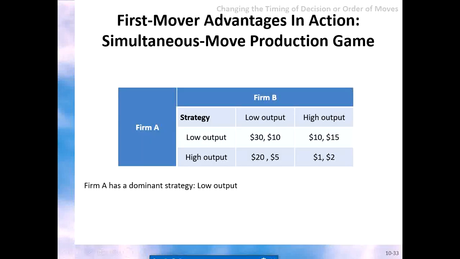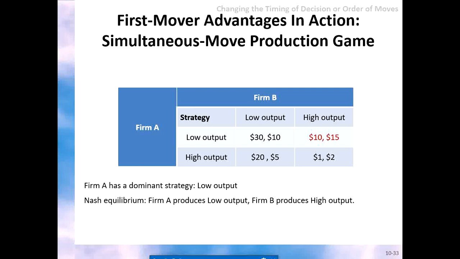Let's see this here. For example, we have this simultaneous move production game where firm A and firm B each choose low output or high output. So we can see what the dominant strategy is for firm A. The dominant strategy for A here is low output, because whatever the strategy of firm B is, producing low gives the highest output. Correct. Then the Nash equilibrium happens at 10, 15. Why? Since firm B knows that low output is the dominant strategy for firm A, it knows that firm A will choose this strategy, therefore firm B will choose high output, and firm A will earn only 10 and firm B will earn 15. So this is the Nash equilibrium.